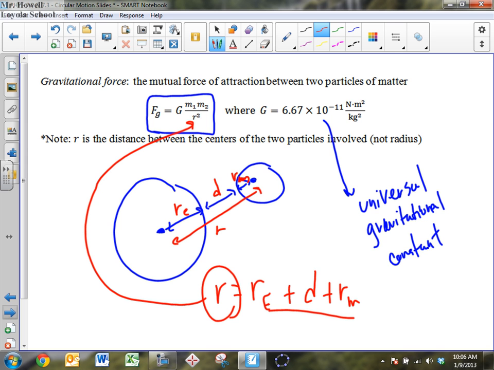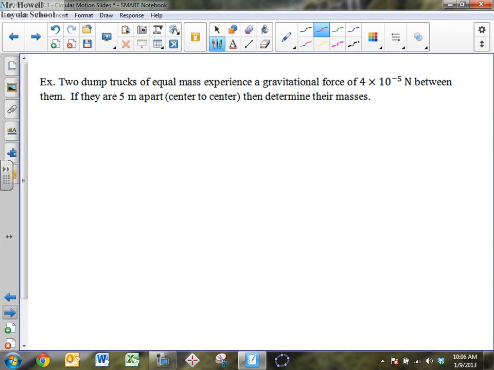Let's take a look at an example. Two dump trucks of equal mass experience a gravitational force between them of 4 times 10 to the negative 5 newtons. A very small value, right? 0.00004. If they are 5 meters apart, and I'm telling you center to center, the distance between their centers is 5 meters.